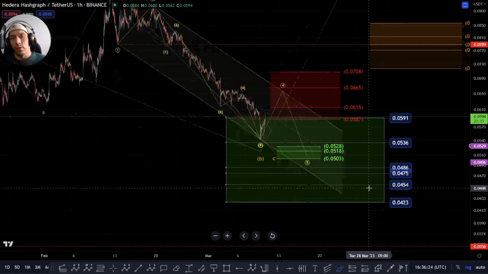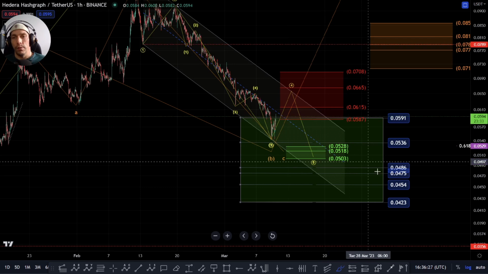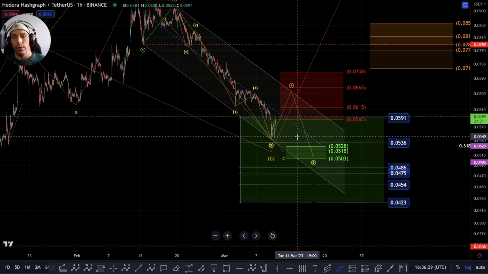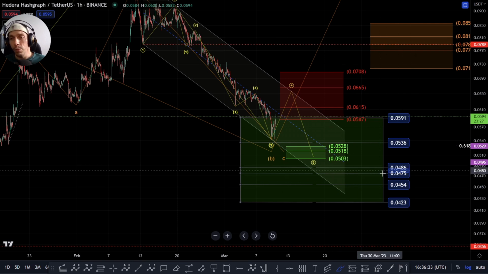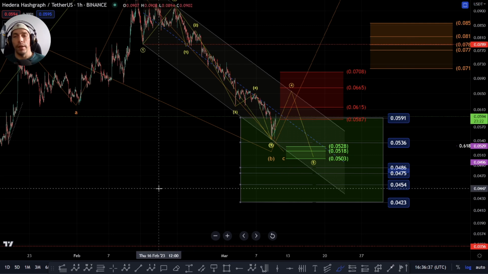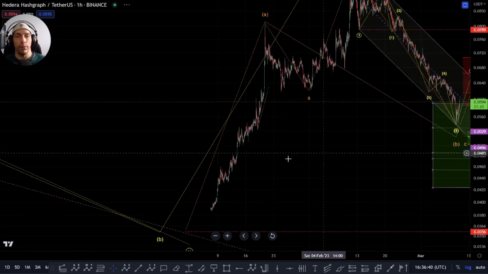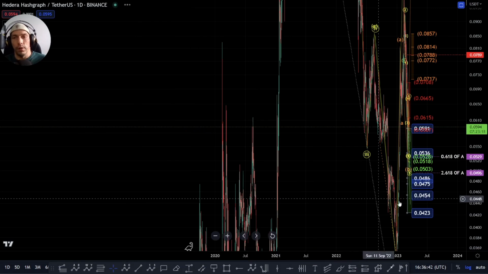If we do, the zones that I'd be looking for would be potentially the 0528 to the 0530, depending on where we come up within this correction. If we do move down a little bit deeper here, the 0475 to the 0486 could be a region we look to actually retest. So actually, I just want to come back here onto the daily and just talk about some things.